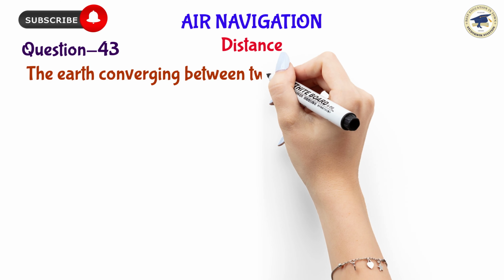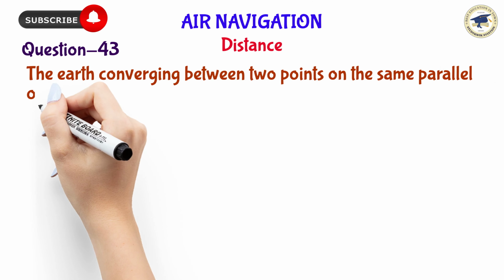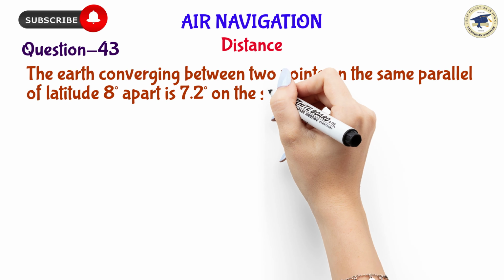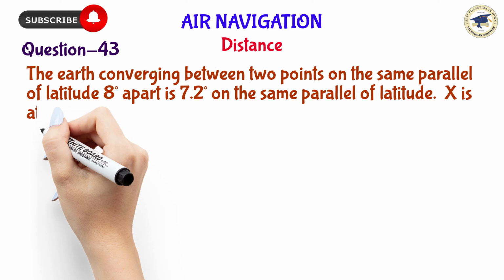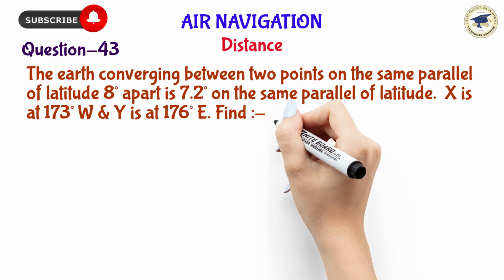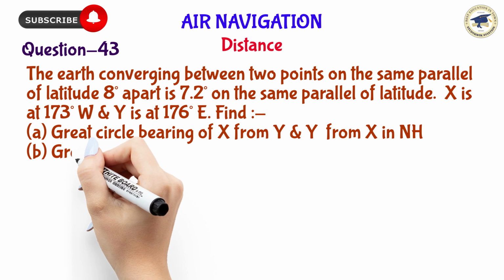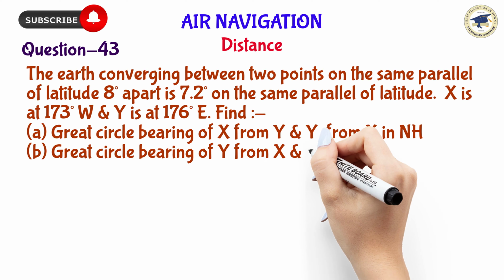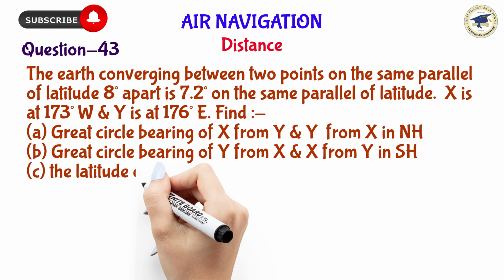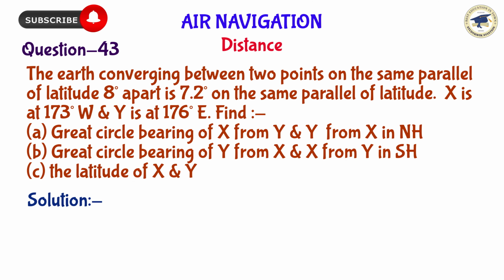Today, we'll analyze the Earth's convergency between 2 points X and Y, situated on the same parallel but 8 degrees apart in longitude. Point X is at 173 degrees west, and point Y is at 176 degrees east. We will find their great circle bearings in both northern and southern hemispheres and calculate their latitude. Now let us solve it step by step.